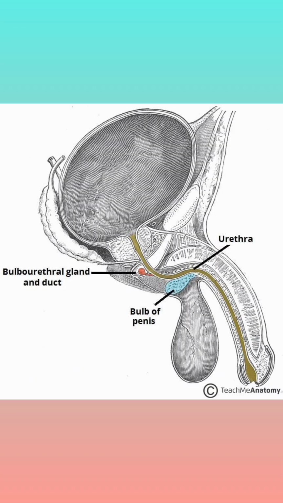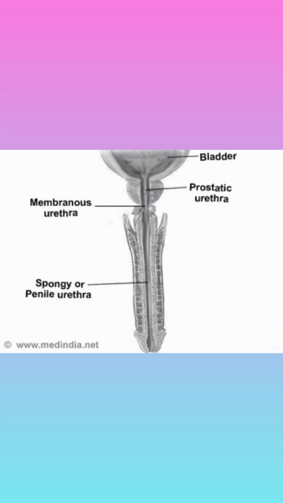Bulbourethral gland or Cowper's gland, a pair of small glands located beneath the prostate. This secretes a lubricating, clear alkaline fluid into the urethra before ejaculation. This fluid neutralizes the residual acidity in the urethra from urine and lubricates the tip of the penis.